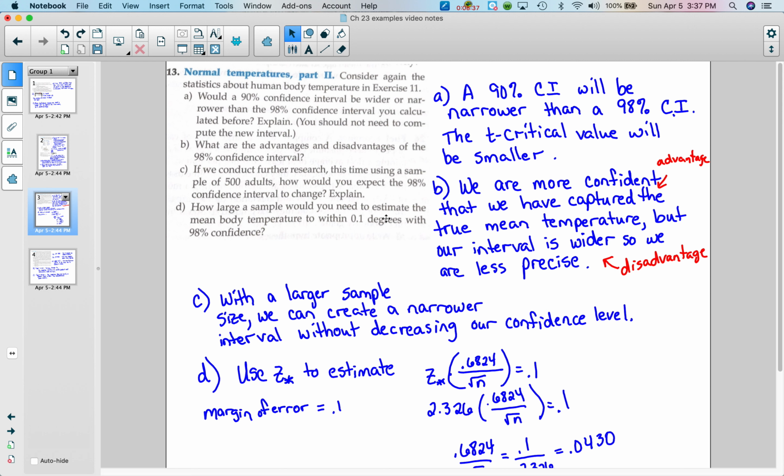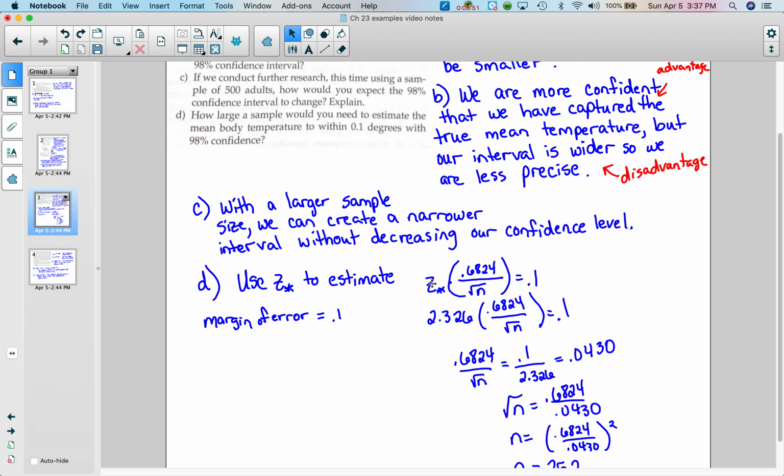Part D, how large a sample would you need to estimate the mean body temperature to within 0.1 degrees with 98% confidence? So we want a margin of error of 0.1, which is what that means. So we take our critical value, and here's the problem. What we really would need to know is our t star critical value times the 0.6824 over the square root of n equal to 0.1. But remember, this is n minus 1.